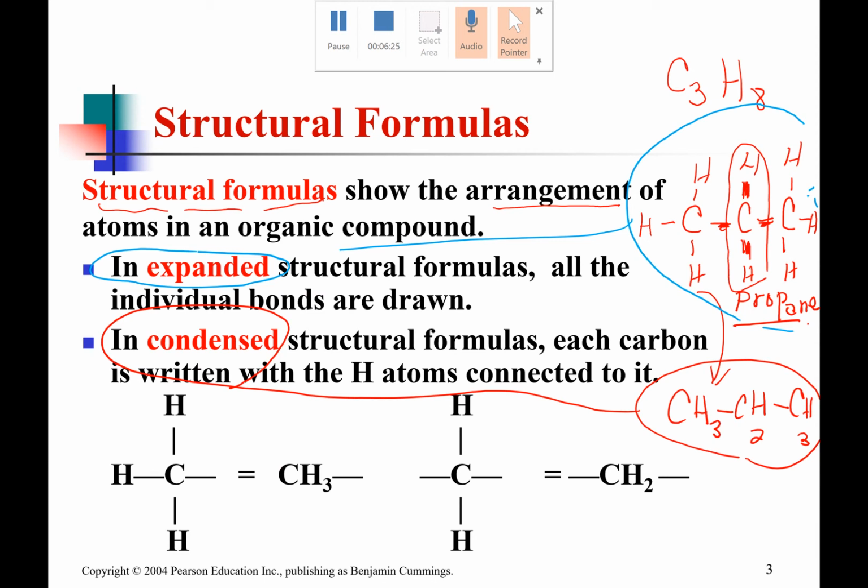So this form of showing the structure where all the bonds of hydrogen and carbon are shown, we call this the expanded structure. And the structural formulas of the compound are both of these. One of them is the expanded structural formula. The other one is condensed. This is the condensed structural formula. And this is the molecular formula, which shows the total number of atoms in this hydrocarbon.